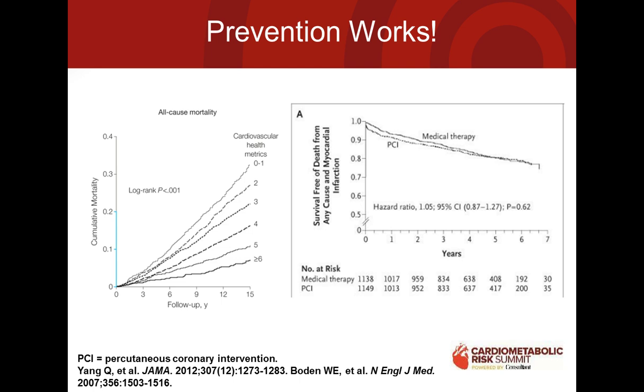In contrast, on the right-hand side of the screen, you'll see one of the slides from the COURAGE trial, and this was a pivotal trial looking at percutaneous coronary intervention, stenting, versus medical therapy in patients with obstructive coronary disease. So despite obstructive lesions, stenting was not able to reduce death or MI. So prevention works, and for stable coronary disease, stenting doesn't seem to have much of an effect. So that's why we're interested in risk factors, right?